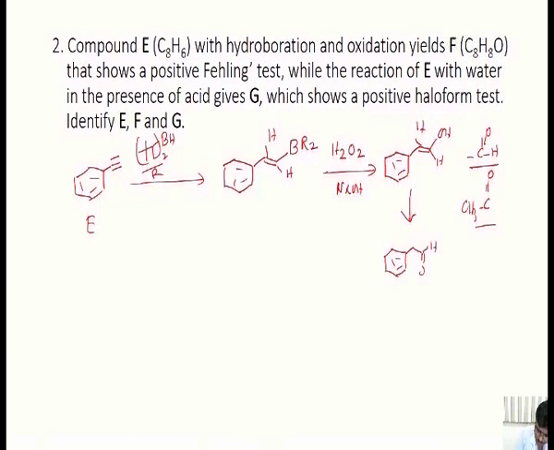The structure of compound F is this one, which is called phenylacetaldehyde. If you have phenylacetylene, it can undergo hydroboration to give this intermediate, this can be oxidized to an enol. That enol can be converted into an aldehyde.